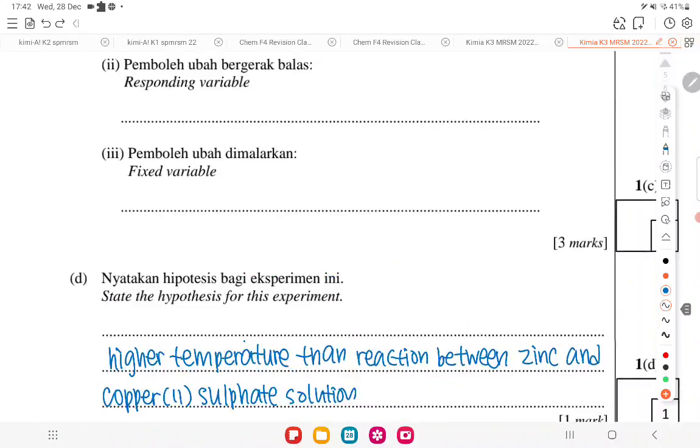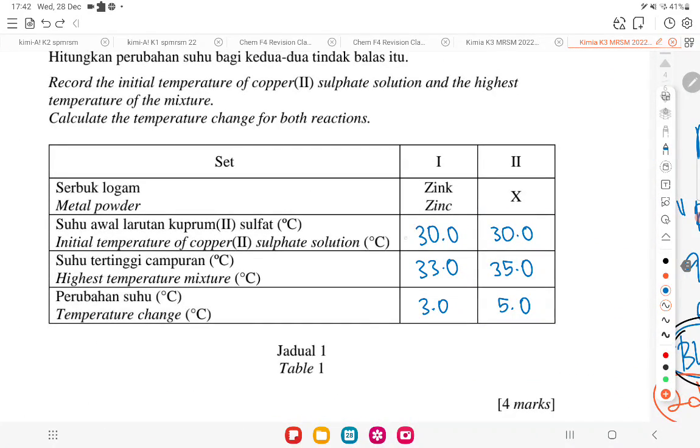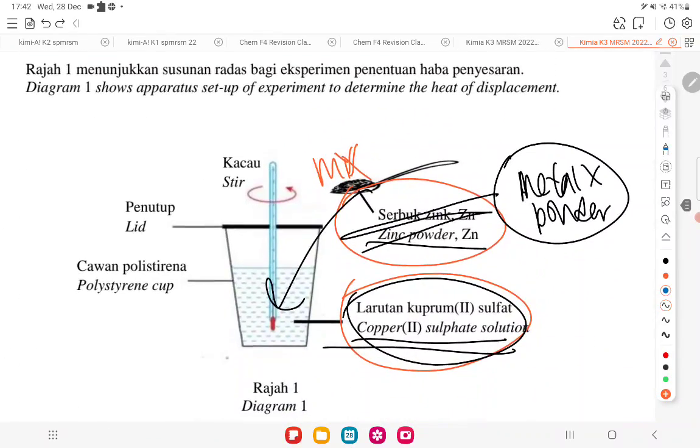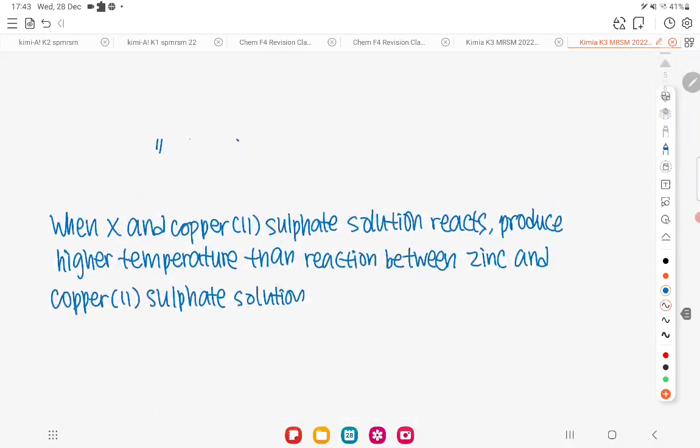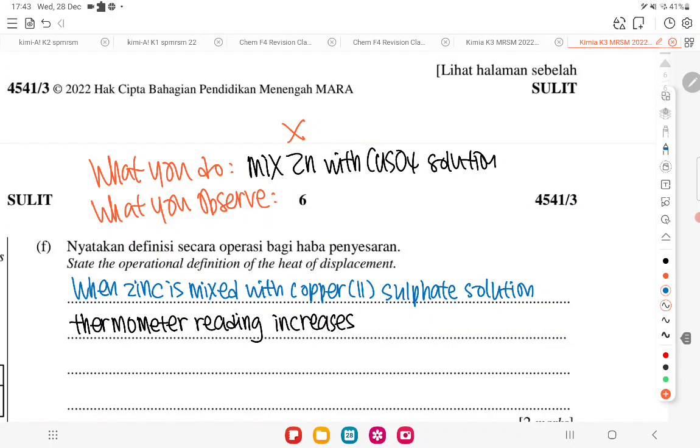So what do we observe, what do we want to see? In this experiment, you can see the temperature go from 30 to 33, or 30 to 35. You can see this thermometer, the reading is increasing. You can see from 30 become 33, from 30 become 35. So you can see thermometer reading increases. That is what you observe.